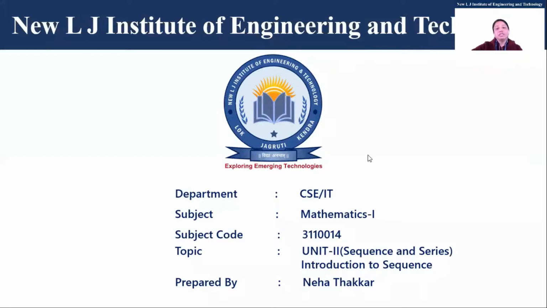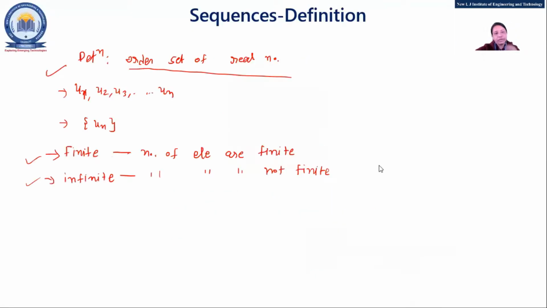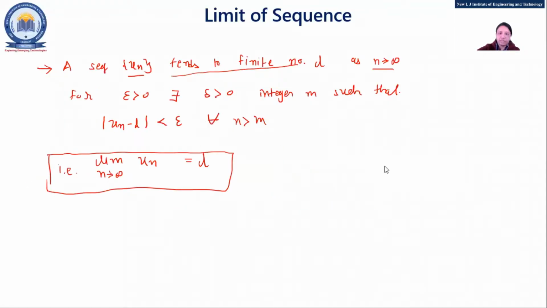Okay, fine. So in the last lecture, we started Unit 2, that is sequence and series. In that one, we discussed sequences, and we saw some definitions. Then we saw what the limit of a sequence is. You need to remember this: limit n tends to infinity, un equal to L.